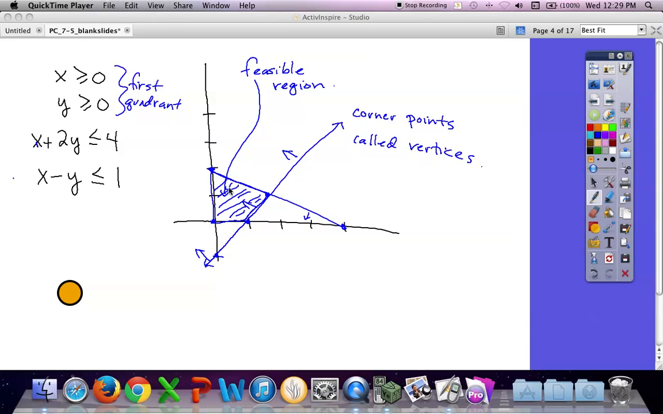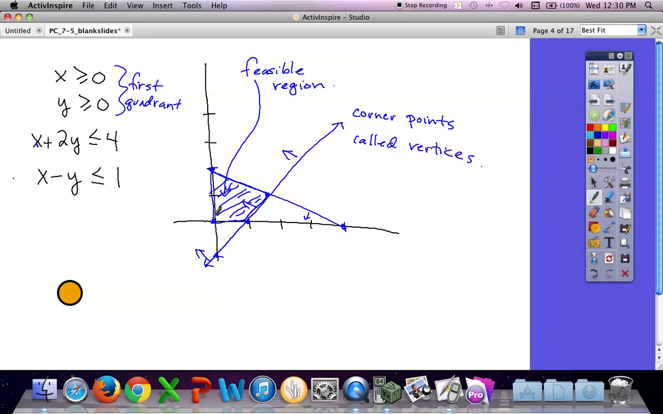Is it a countable number? It's infinite, right? It's an infinite number of points. So if we had to test all those values, we would never finish. But what we know is if there is a maximum or a minimum value in linear programming, it has to occur at one of the vertices.